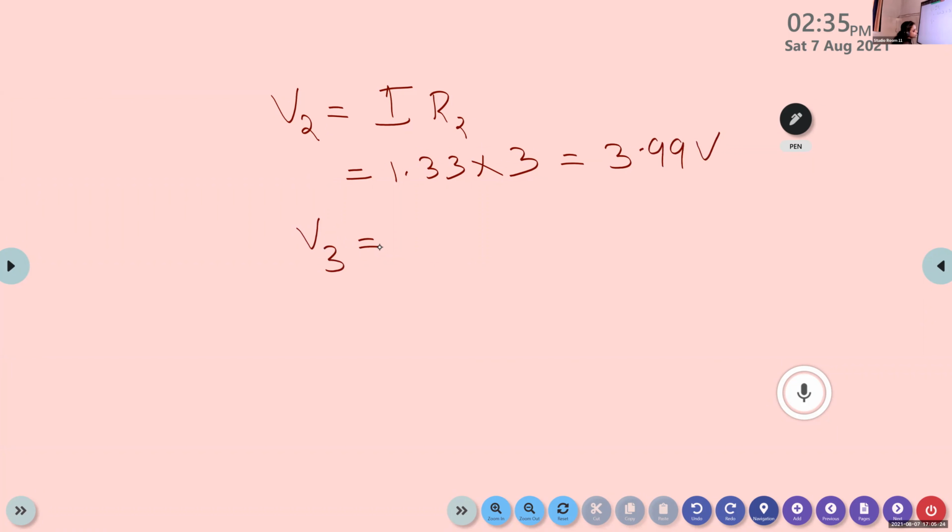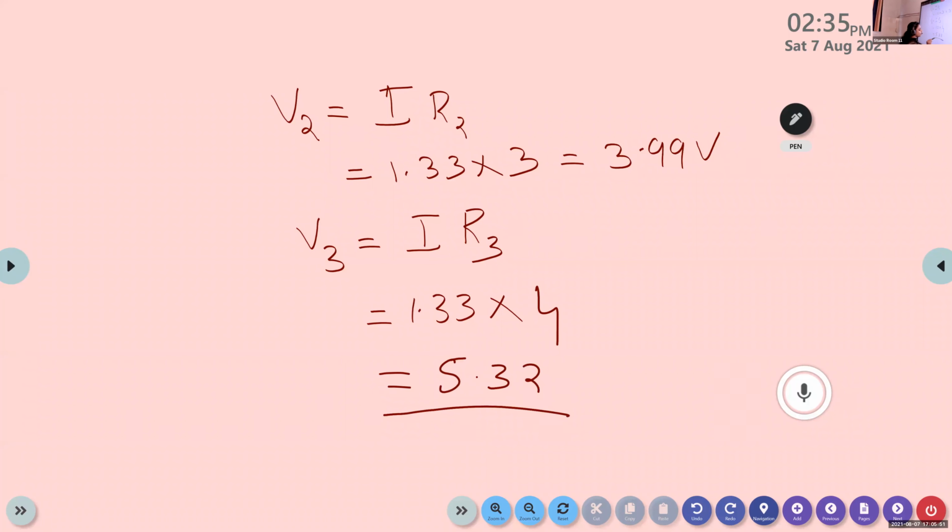Then what about V3? V3 is equal to IR3. What is I? 1.33 into R3. What is the value of resistor R3? 4. So the answer is 5.32. So that question is over.